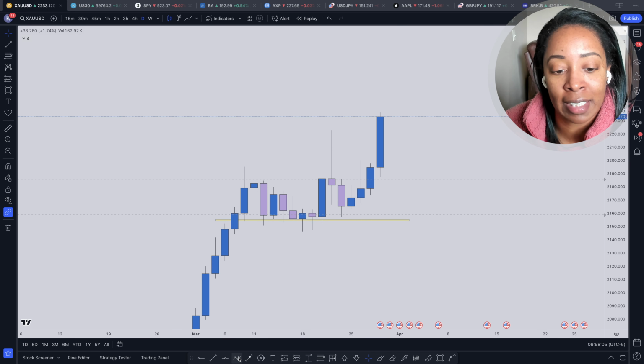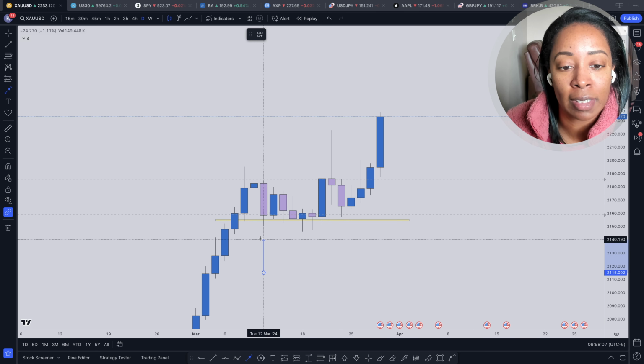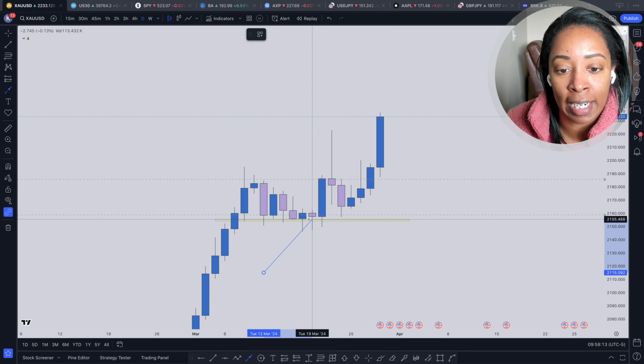But like I said, I see a support here. And the biggest things for me is the fact that we have this bearish candle next to a bullish candle, formed a support, and then it did that again right here, and then again right here.